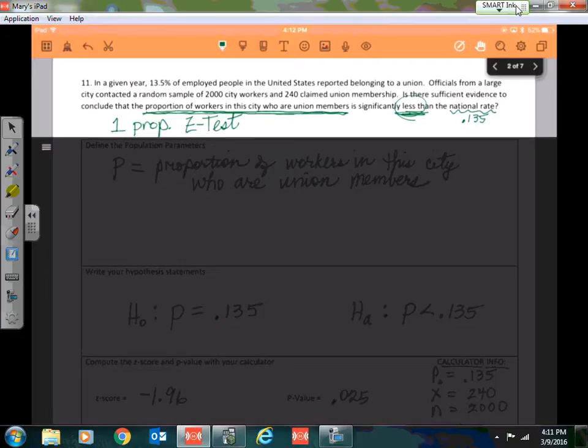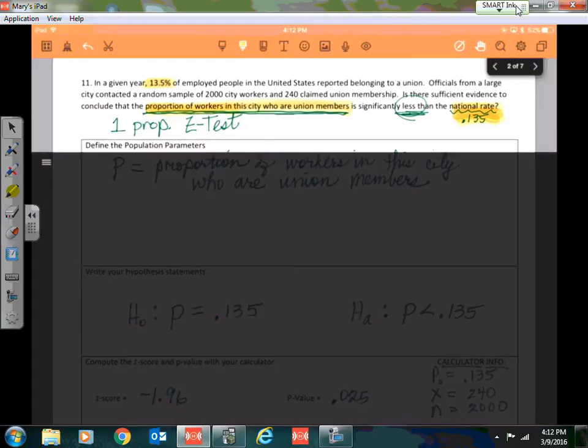So this first one says that we want to know about the proportion of workers in this city who are union members. We want to compare that to the national rate of 13.5%. Because we just have this one group that we are comparing to a given national rate of 13.5%, this is a one proportion Z test. If you have a one proportion test, then when you define your parameter, you are only defining one proportion. So go ahead and do that now.